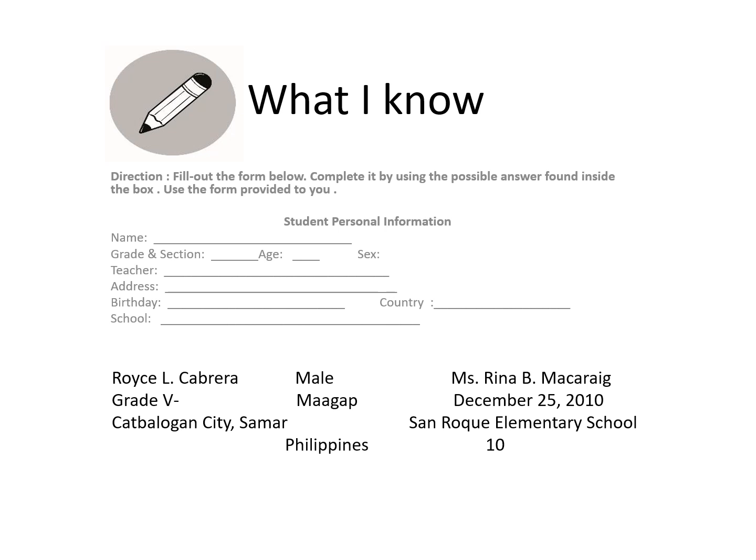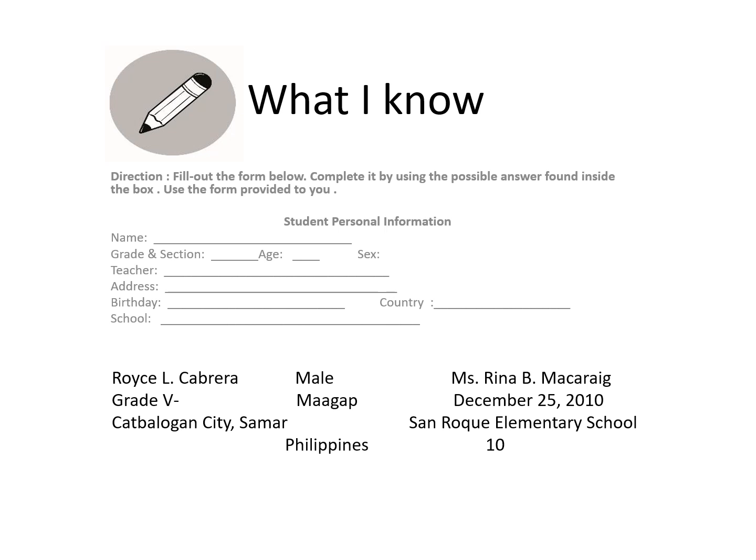This is a student personal information form. You need to write your name. Pag sinabi nating name, yung pangalan ninyo. And then grade and section, and your age, kung anong edad ka na. And then sex. Sex may be male or female. Male kapag lalaki, and female, babae. And then teacher, guro, and your address, kung saan kayo nakatira. And then your birthday, kung kailan ka isinilang, your country, ano ang bansa mo, and the school, pangalan ng iyong paaralan.